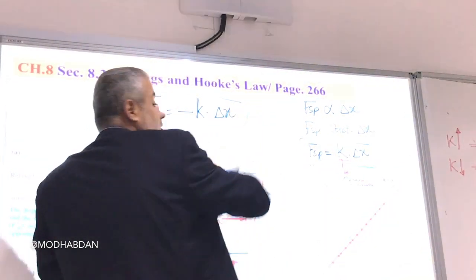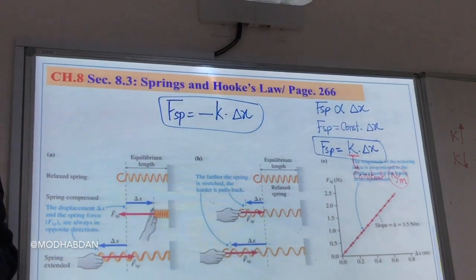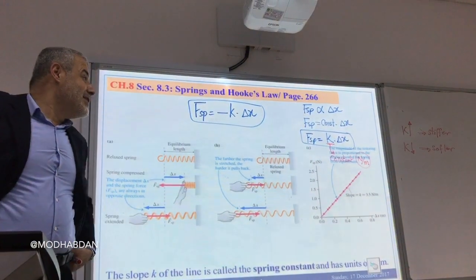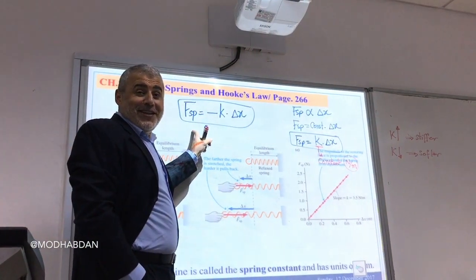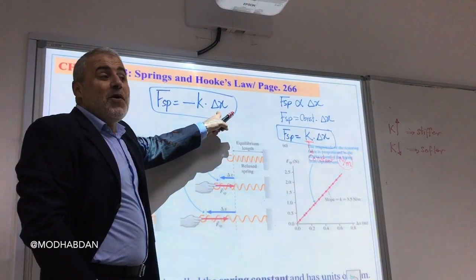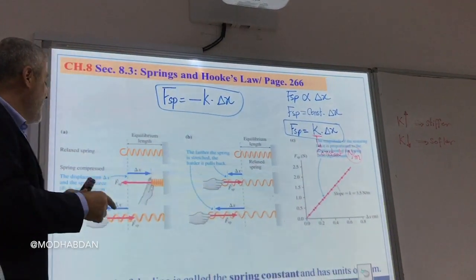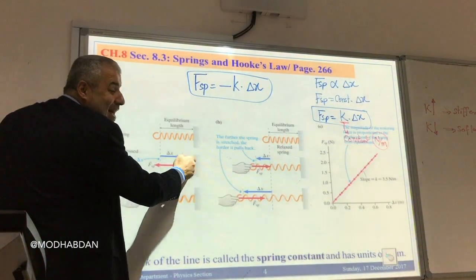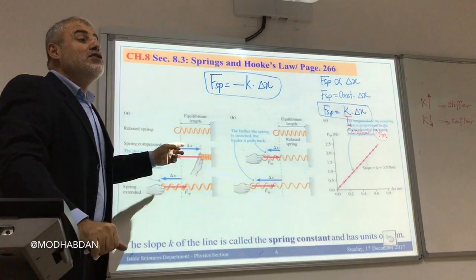Who can tell me why I put the minus sign? Yes? Because k has the opposite direction of delta x. Not k. Because force of spring, k is constant. The force has a different direction, the opposite direction of displacement. See it? We have delta x and we have force. We don't have k. K is something inside the spring. Okay, Shabab? So this is that rule.